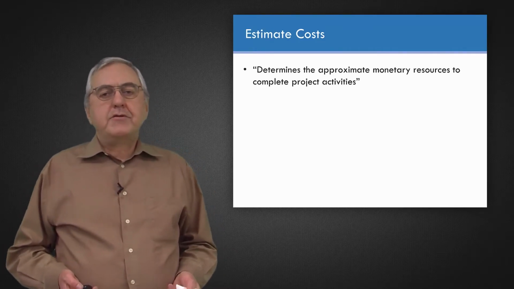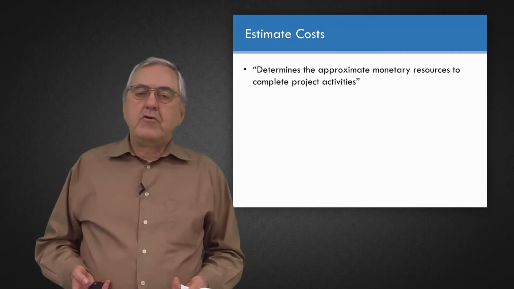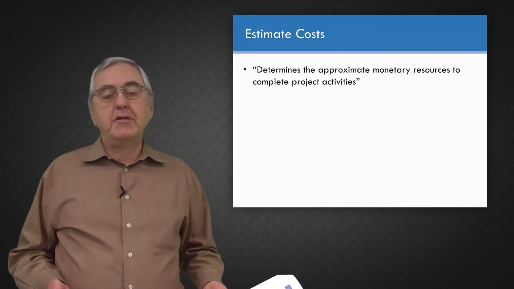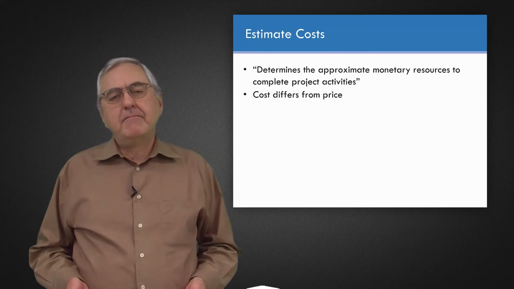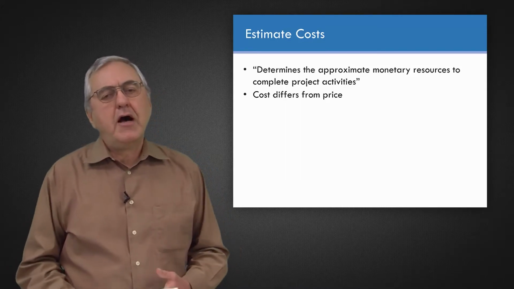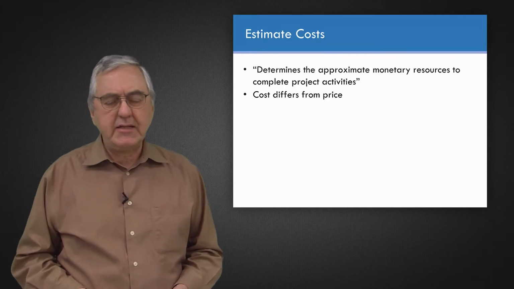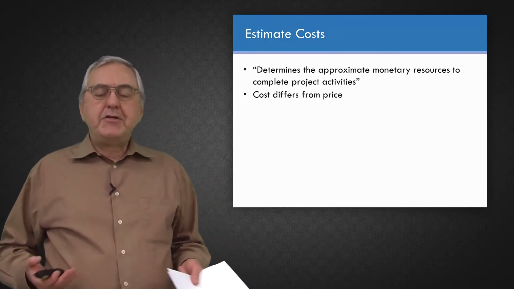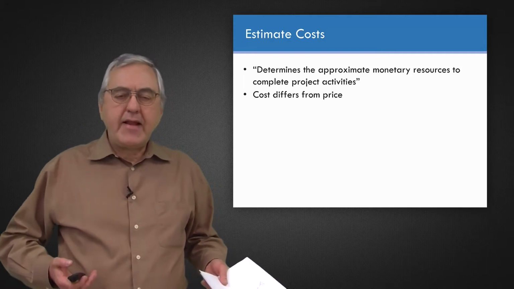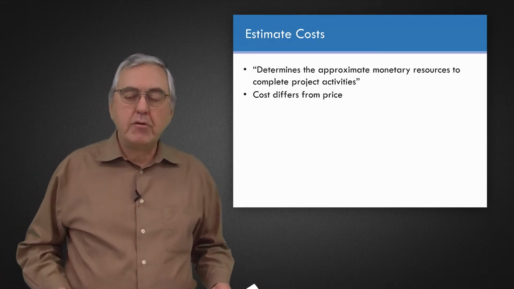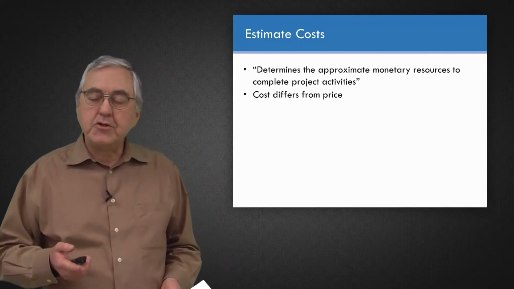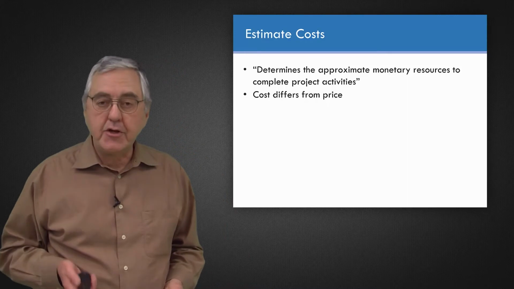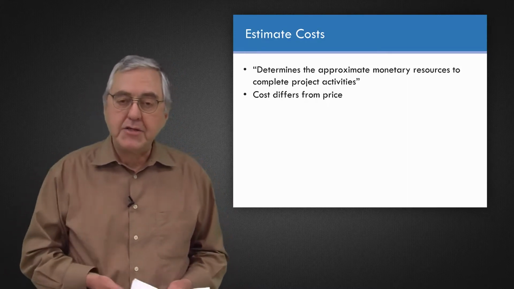So estimate costs is defined as determining the approximate monetary resources or money to complete the project. And by the way, in terms of terminology, cost is different from price, at least in our context. If I'm the project manager, I am estimating and managing the cost that it takes me to carry out the project. If I'm doing this project for you, the customer, I will have some way of charging you, the customer. That will be my price.